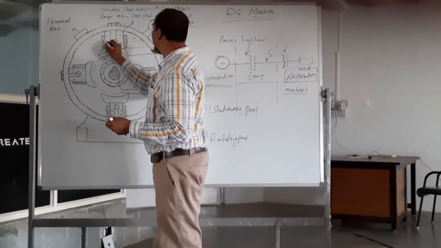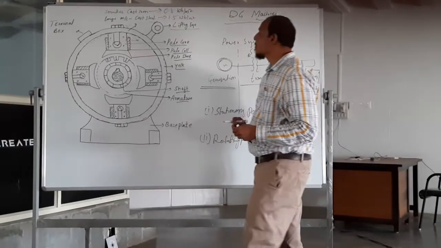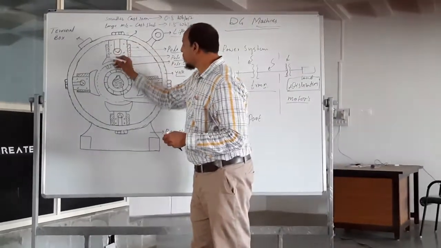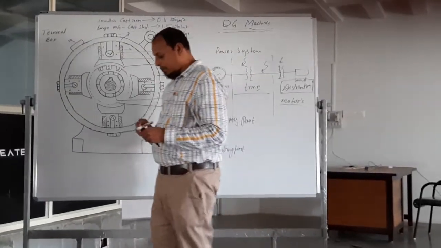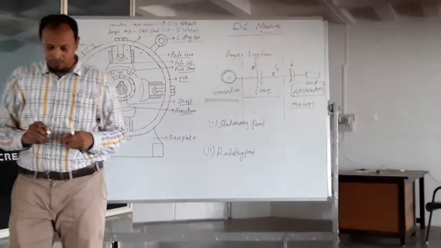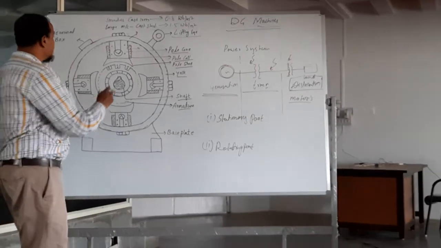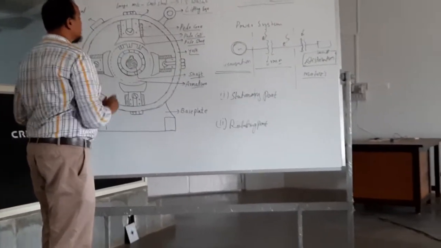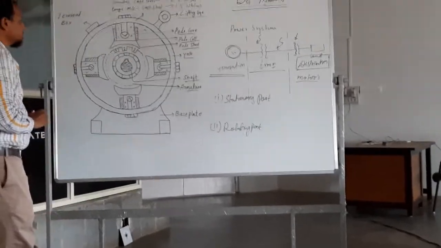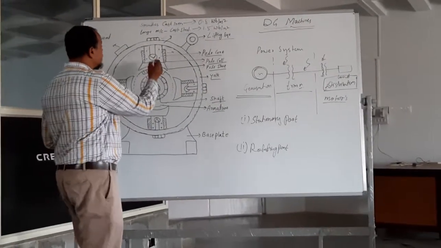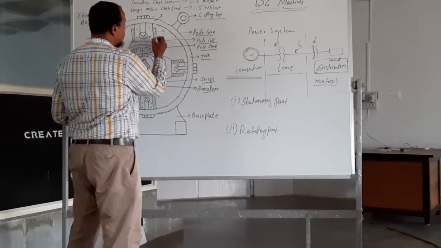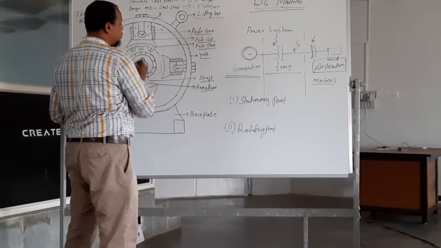This is the winding, which is made of copper. And what is the use of this? We need a flux density here. That flux is produced by using this entire system, that is a pole system. That pole system consists of three parts, that is pole core, pole coil and pole shoe.